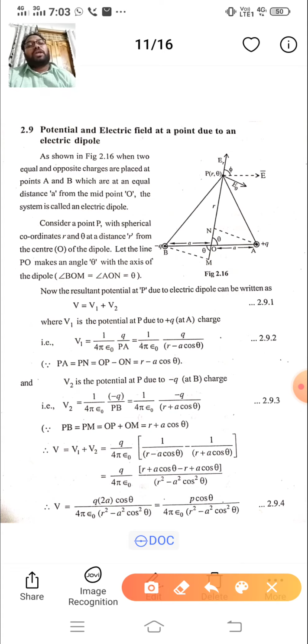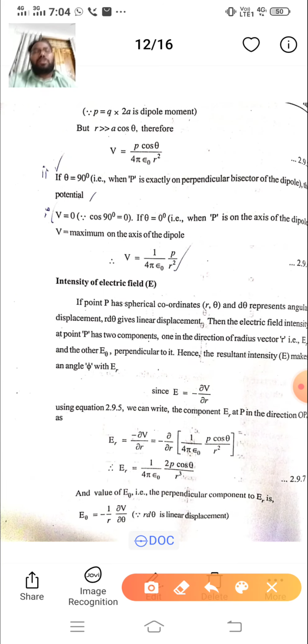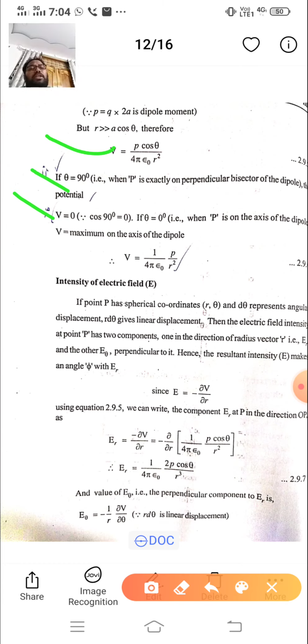By using this electric dipole, we found the V value, that is V equals P cos theta by 4 pi epsilon naught into R square. When the point is perpendicular to the axis, then theta equals 90 degrees, and V becomes 0. When the point is on the axis, parallel to the axis, then the maximum V value occurs, that is V equals 1 by 4 pi epsilon naught into P by R square. So this one is electric potential due to an electric dipole.